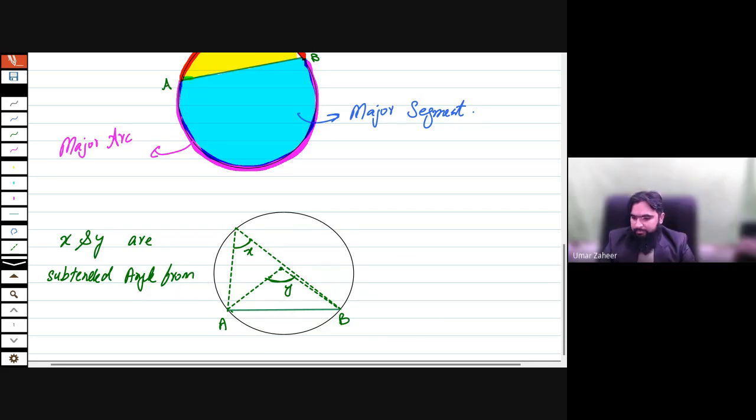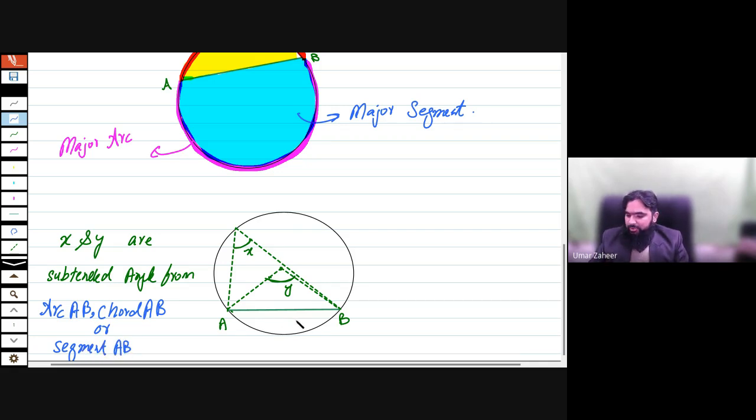The angle from arc AB, chord AB, or mostly we use the segment AB. All right. Obviously, if we are talking about arc, it means minor arc. It is not subtended from the major arc, because the major arc is here. It is subtended towards the minor arc, in the same way as from this chord.